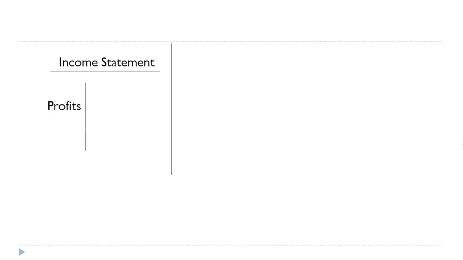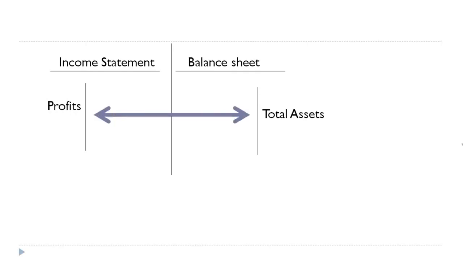An income statement will have profits, and the balance sheet will have total assets. So if you can establish a relationship between these profits and total assets, you will be able to understand what is the return that has been generated out of the investment. So you should have both statements with you, both income statement and balance sheet. You should see what the profits are and what the assets are.